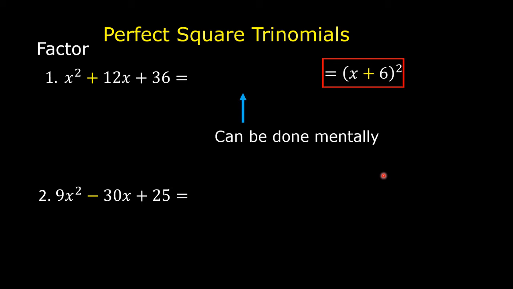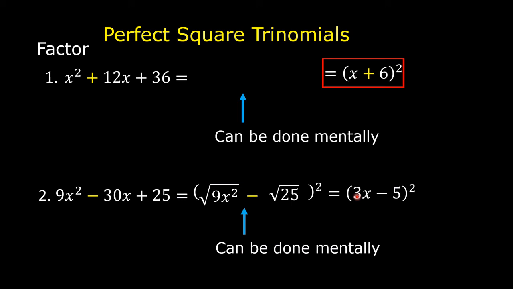Another example, factor 9x squared minus 30x plus 25. Find the square root of the first term. So the square root of 9x squared. The middle term is negative, so minus. And then square root of the third term. So square root of 25. And close in parentheses squared. Now the square root of 9x squared is 3x. And then the square root of 25 is 5. So we have the quantity 3x minus 5 close parentheses squared.